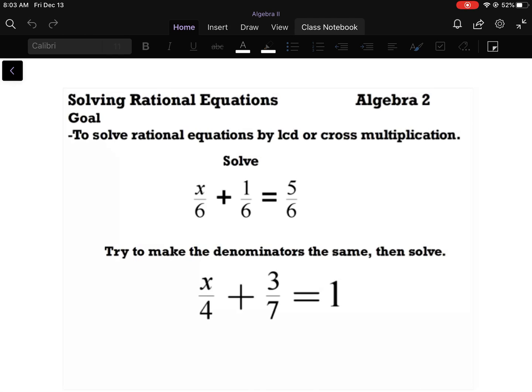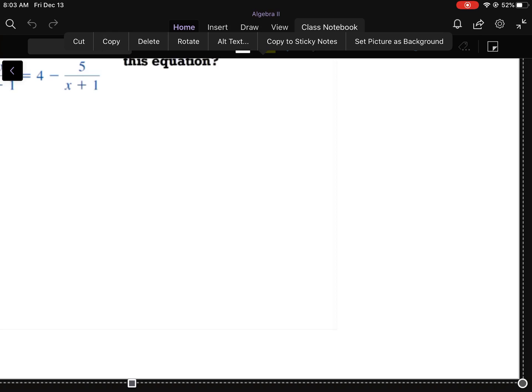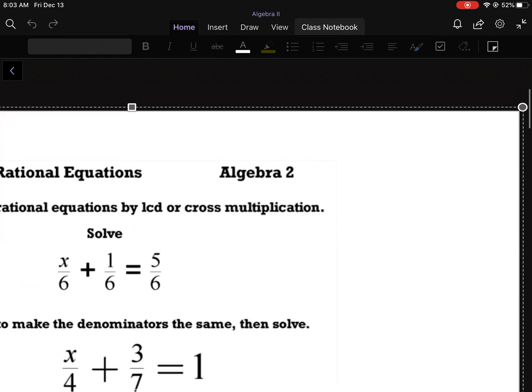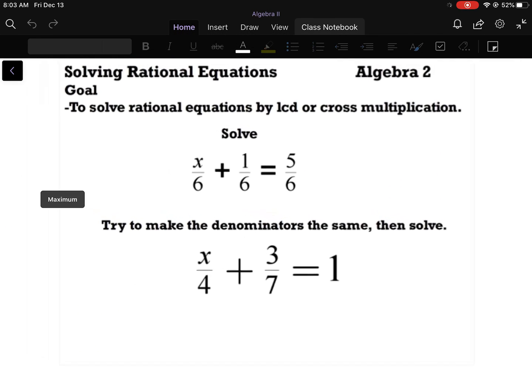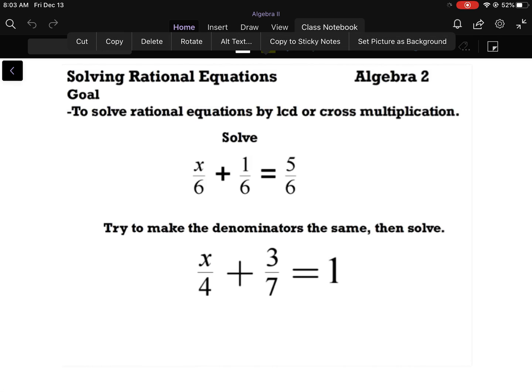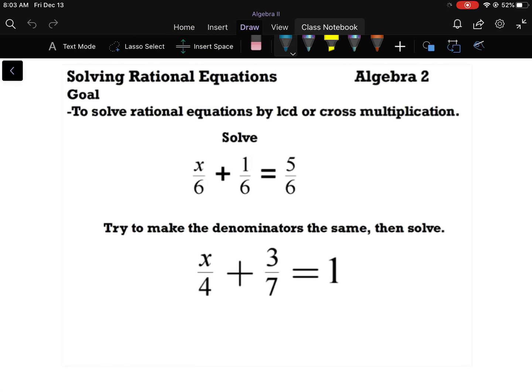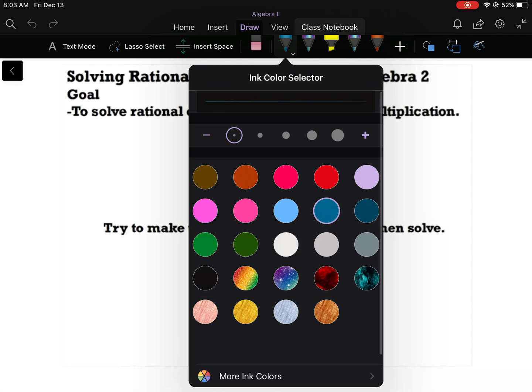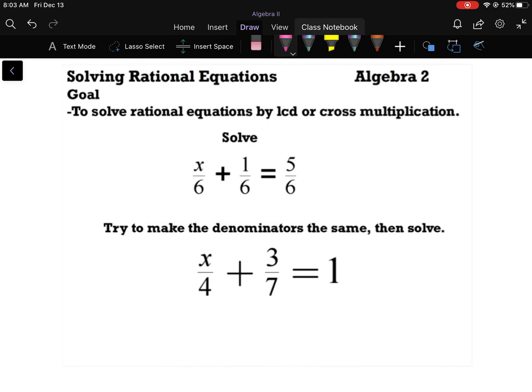So if I've got one fraction that's x over 6, and I got another fraction that is 1 over 6 plus 5 over 6, without doing any sort of solving, just thinking logically, you can probably tell me what the answer is for x. Because when I add fractions, I'm just going to add the numerators together to get this 5. So x plus 1 equals 5, so x has got to be 4.